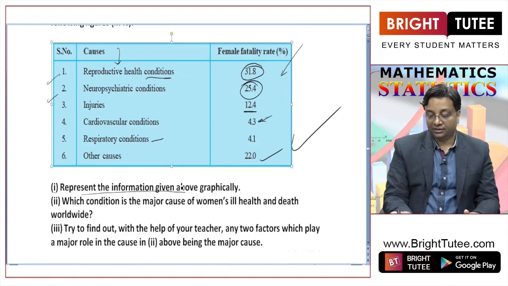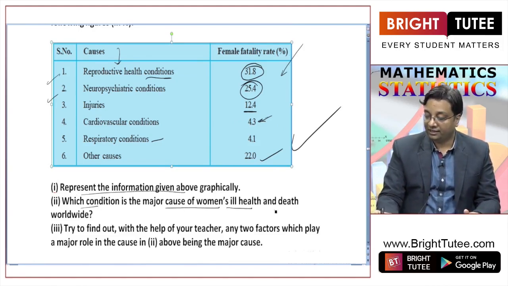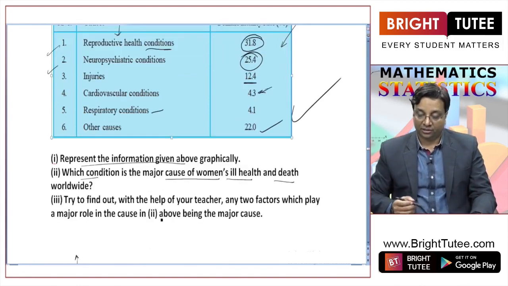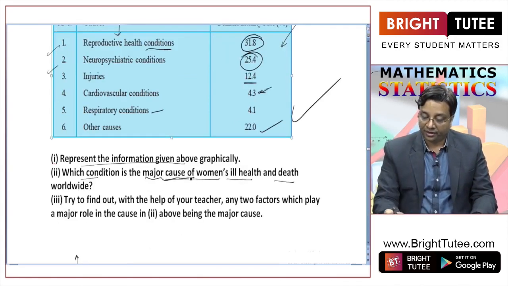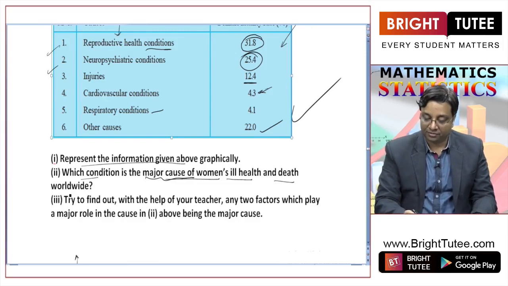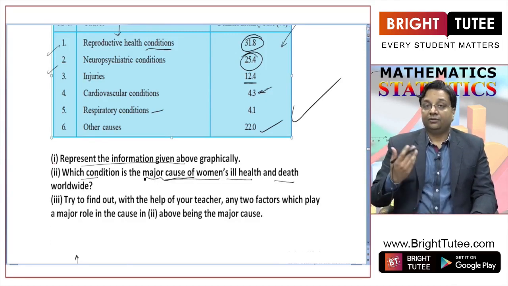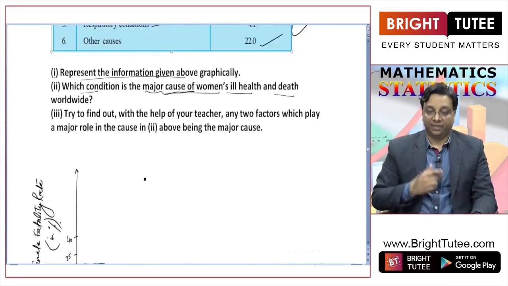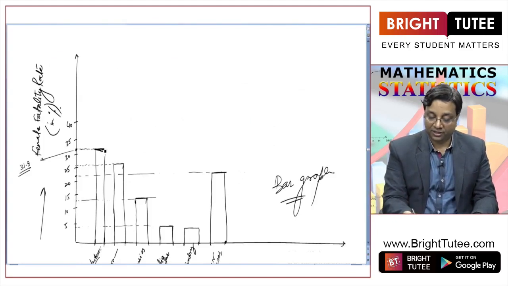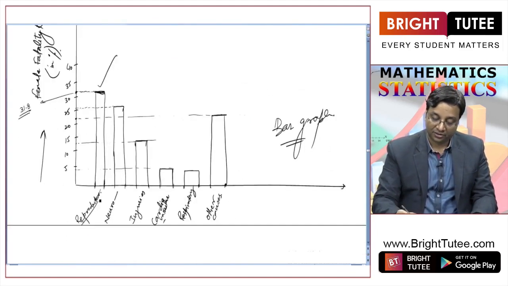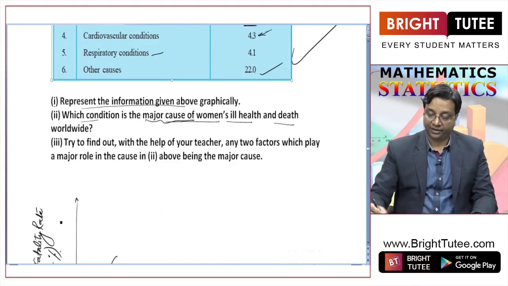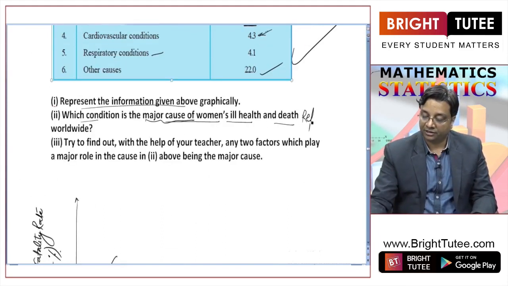We have already represented it graphically. Which condition is the major cause of women's ill health and death worldwide? So the cause for maximum illness and death of women will be where the height of the bar is maximum. So which bar is of the maximum height? This one. So reproductive health conditions is the answer for this question. Reproductive health conditions.